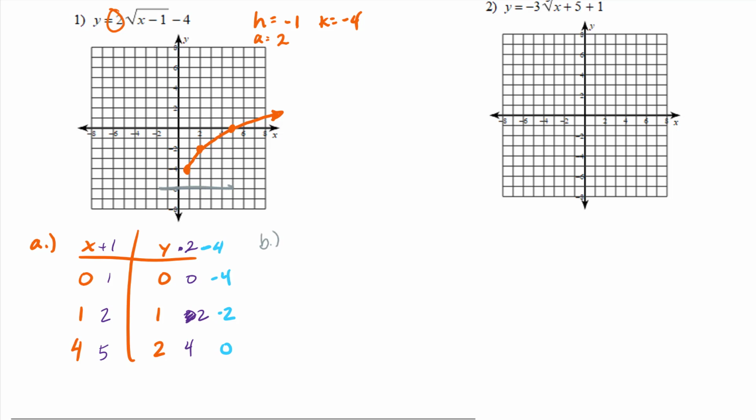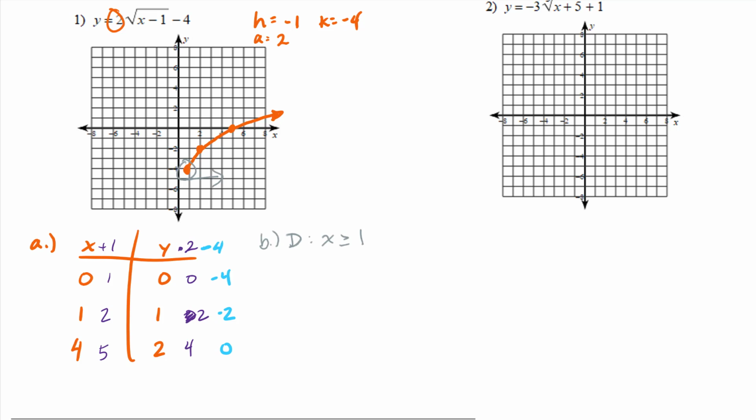Domain is talking about going left and right. I'm not going anywhere to the left after a certain point. I'm always going to the right. But where do I start going to the right? That's at that x value, 1. So the domain is going to be x values that are all greater than or equal to 1.